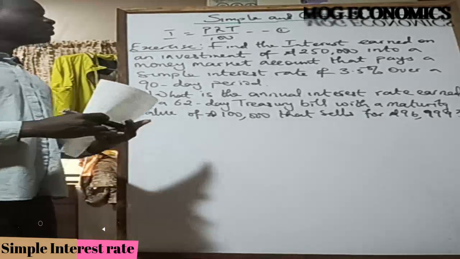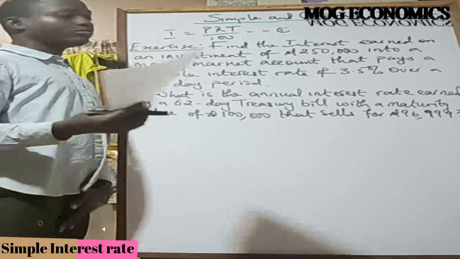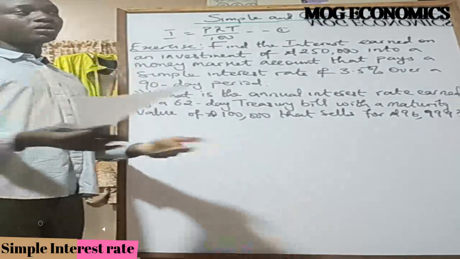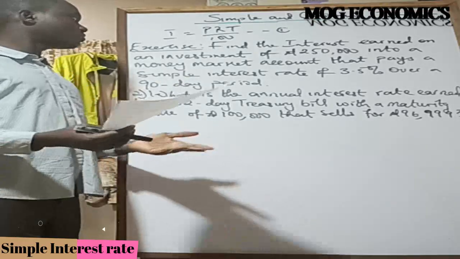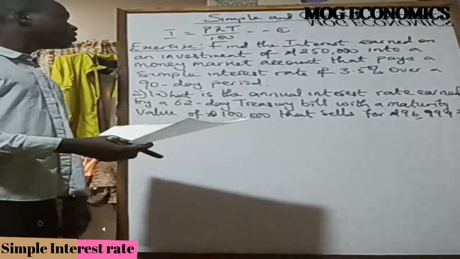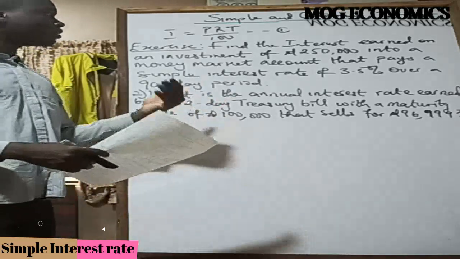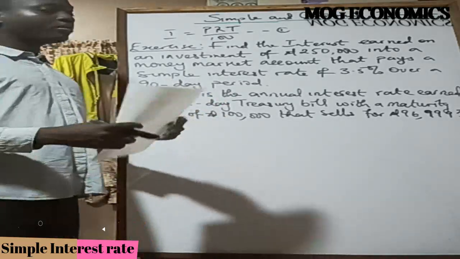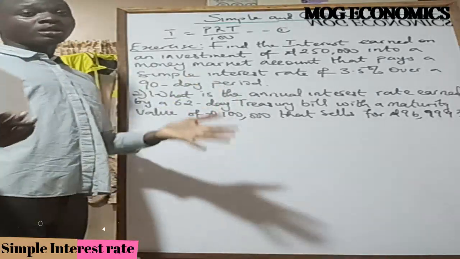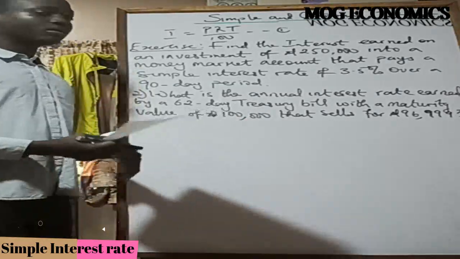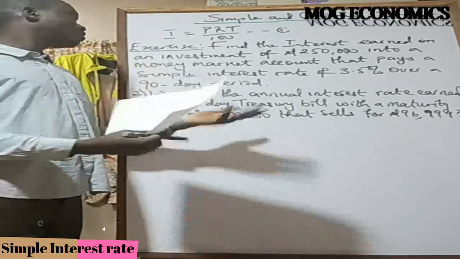Find the interest earned on an investment of 250,000 into a money market account. A money market is a market where short-term financial securities are bought and sold, like treasury bills, treasury certificates, commercial papers, call money, and so on and so forth. So find the interest earned on an investment of 250,000 into a money market account that pays a simple interest rate of 3.5% over a 90-day period, right? By assumption, I already said at the beginning of this class that a year is assumed to be 360 days. Let's just work it out.